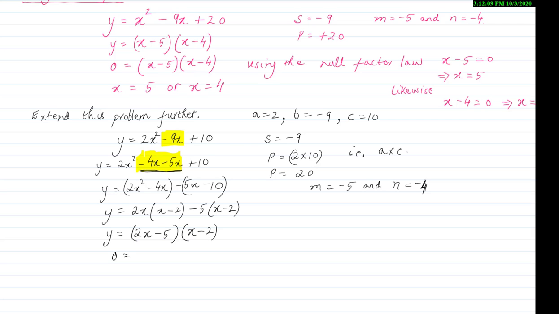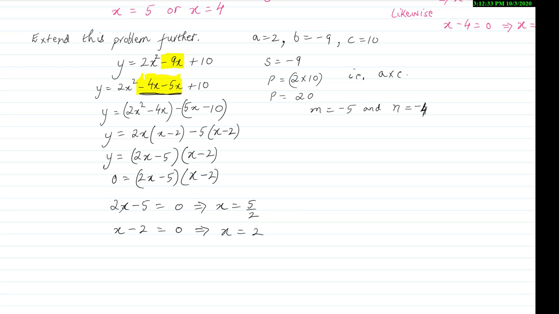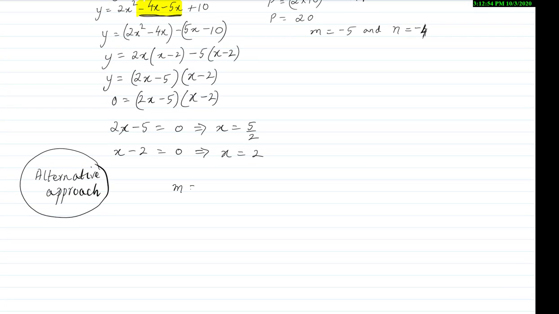And now if I equate this to 0, it will give me the solutions. So 2x minus 5 equals 0, or x minus 2 equals 0. If I solve the two using the null factor law, 2x minus 5 equals 0 gives me x equals 5 on 2. And likewise, for the second factor, x minus 2 equals 0 gives me x equals 2. So that was just factorizing them out rightly and using the middle term and the two numbers negative 5 and negative 4. I used them to actually split the middle term.